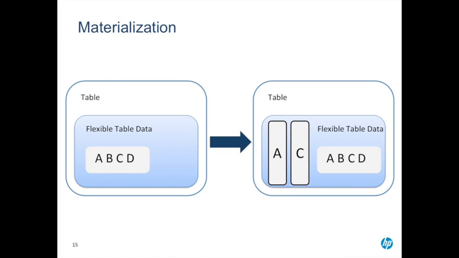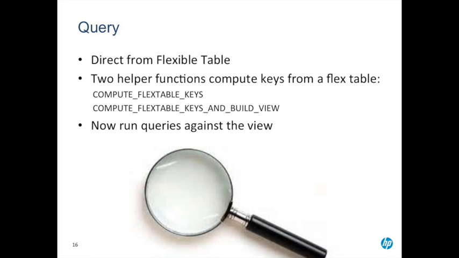In terms of querying, you can directly query from the flex table. If you just had this initial view of all of your columns in one column, you could query that right away with a direct query. But you can really do two things. You can create that view where you've got your columns A and C defined, or you can use the helper functions, compute flex table keys or compute flex table keys and build view, and that would create a view for you that you could then use to query the data.